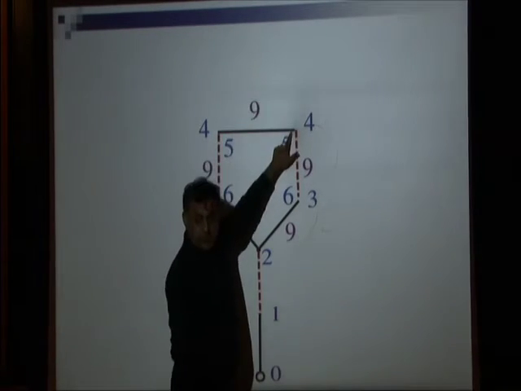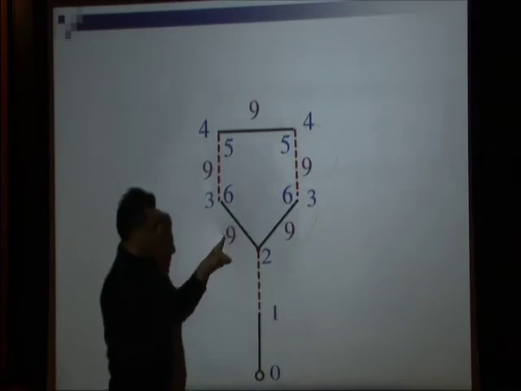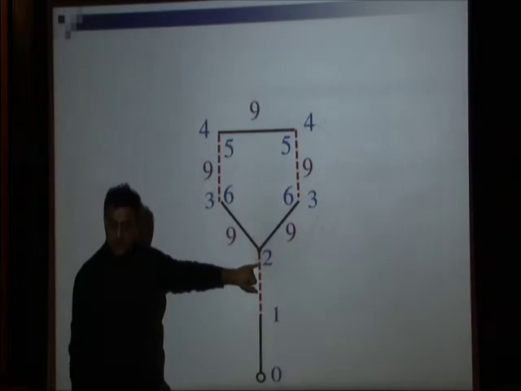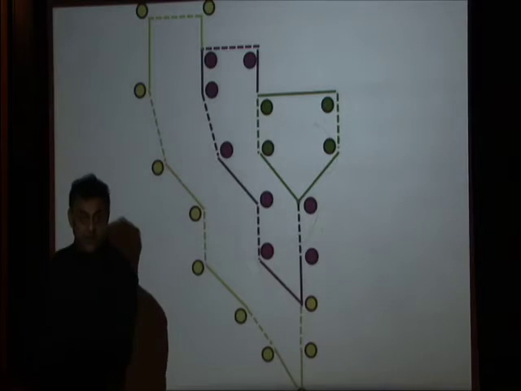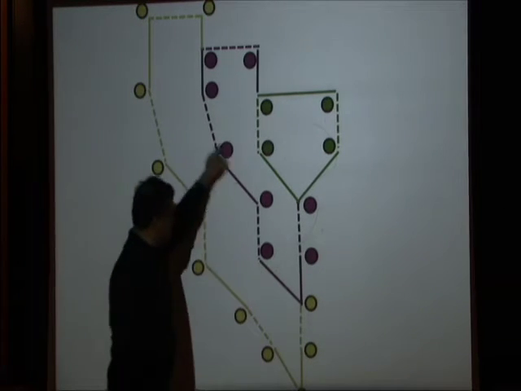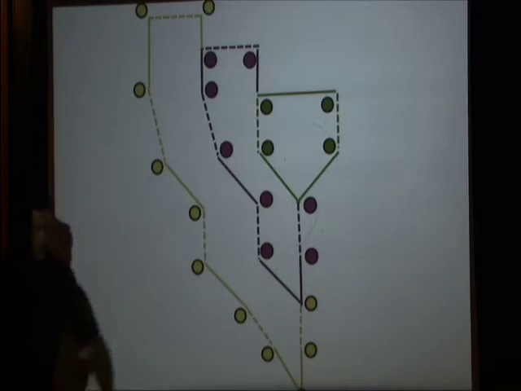Here it is 4 plus 4 plus 1, 9. So it's 9, 9, 9, 9, 9. Here also 9. 6 plus 2 plus 1, 9. The green edges are all of green tenacity, purple of purple tenacity, yellow of yellow tenacity.